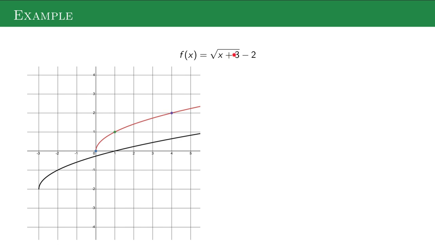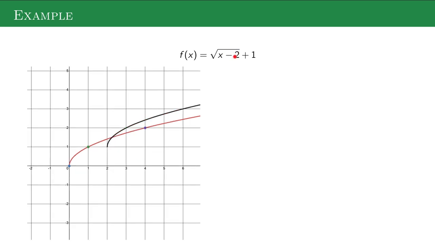So in this example, we have an x plus 3. This plus 3 is going to move our graph left 3, so this dot's going to move 1, 2, 3 to the left. And the minus 2 moves our graph down 2. So our new starting point goes from here to here. And you see we draw the exact same shape as before, this square root shape.